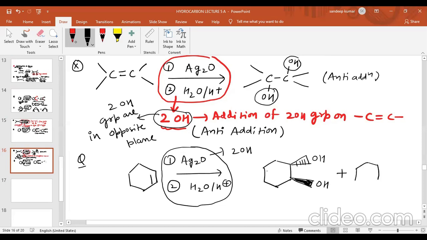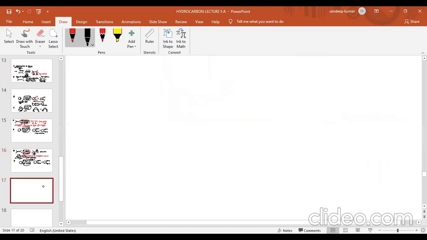In the same way, if this OH is on solid position, then this OH will be on dash position. So this is basically the product obtained when alkene reacts with Ag2O and hydrolysis. So these two OH groups will come from anti position, and there is addition on the double bond from the anti-planar side. It means if one is above the plane, then another will come from below the plane. Now see the next reaction.